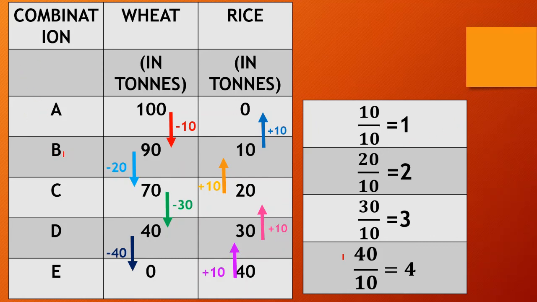Now this one is the marginal opportunity cost from A to B. Now if I talk about from B to C, the loss in output is what? 90 minus 70 is 20, and gain in output is 20 minus 10, which is again 10. So 20 upon 10 gives you 2.